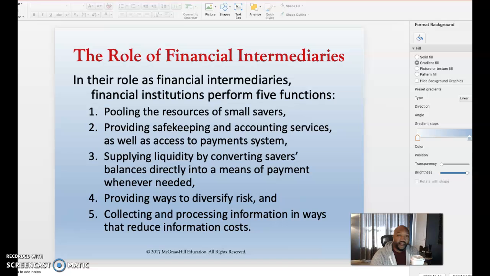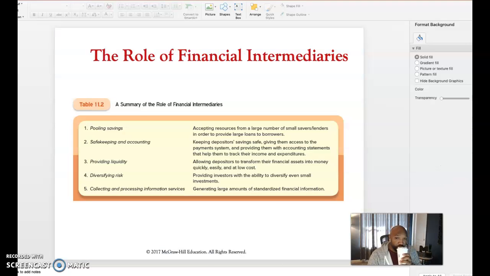So there are 5 roles of financial intermediaries, and the rest of the chapter we go through each one of the 5. The first is pooling the resources of small savers, then providing safekeeping and accounting services, supplying liquidity, providing ways to diversify risk, and collecting and processing information. I won't go into these in great detail here because we cover each of them in more detail later. Slide 9 breaks it down at a summary level, and the rest of the slides walk through each.